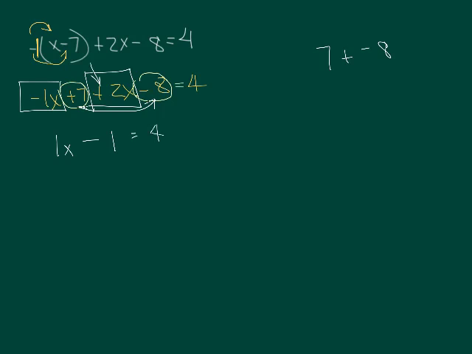And that equals 4. Alright, so we're still trying to get this x by itself. This minus 1 is a pain, so we add 1 to both sides, and that goes away. So we're left with 1x, or just x, equals 5. So in order for that equation to work, x has to be the number 5.